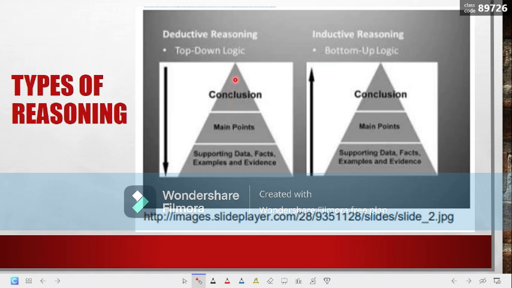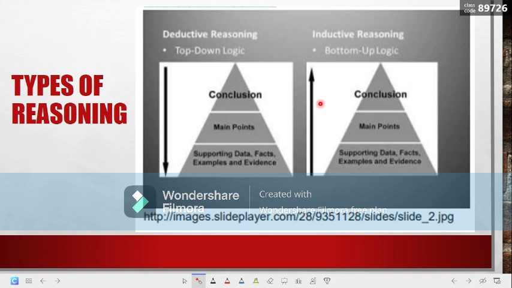As you can see, we have here a triangular form or shape with conclusion on top, main points at the middle, and supporting data or facts or examples and evidence. Okay, we have the same entries here, same under inductive reasoning, but we differ on the arrows. Here the arrow is from top to down. That is why we call it top-down logic. Here the arrow is from the bottom going up. That is why we call it bottom-up logic.